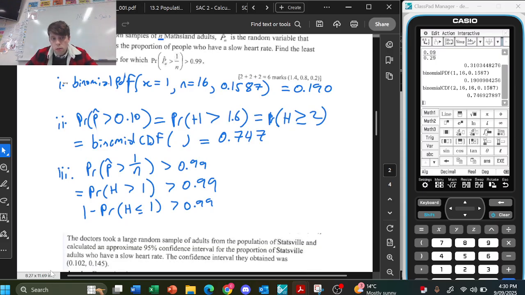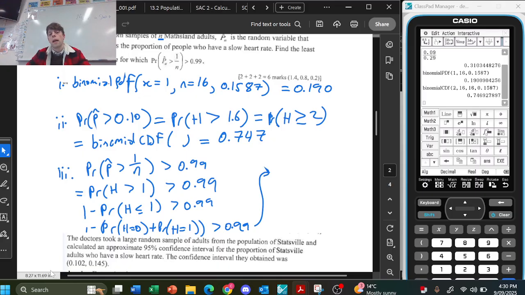And if the number of people is less than or equal to 1, that means that the number of people is either 1 or 0, right? So it is the probability that h is equal to 0 plus the probability that h is equal to 1. They're the only 2 options here. So that's what we need to work out. Okay. Now let's think about it.